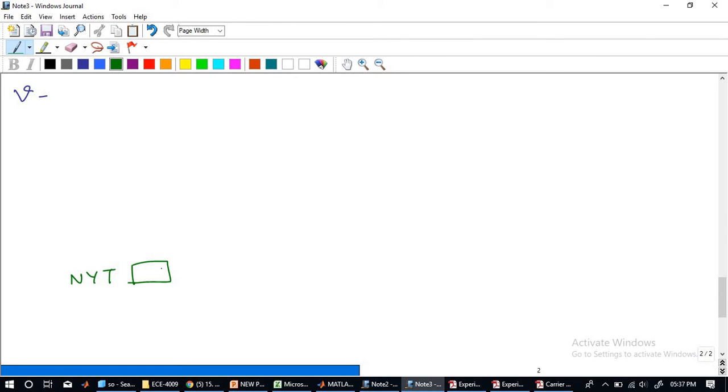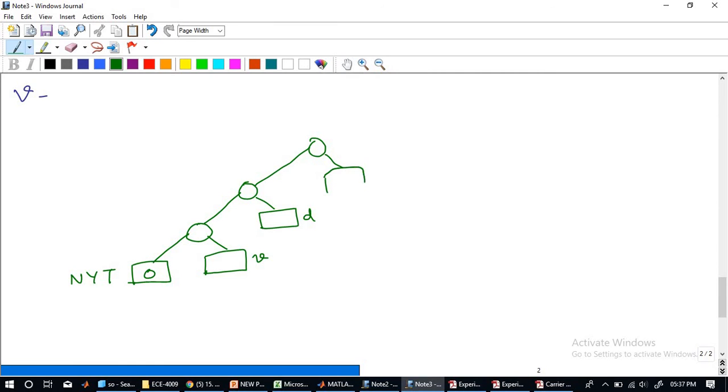NYT, we'll put a 0 anyway. We have some node. We'll put V out here. We'll put something here. What will be the entry here? In the box? E, correct. Again we have another one. What will be here? Very good. Have we finished? Oh no, I think A will be there. So we put an A. Correct. So this is the primary structure.